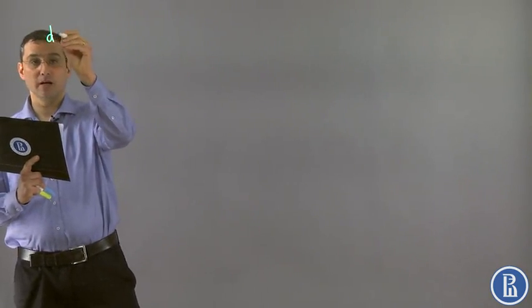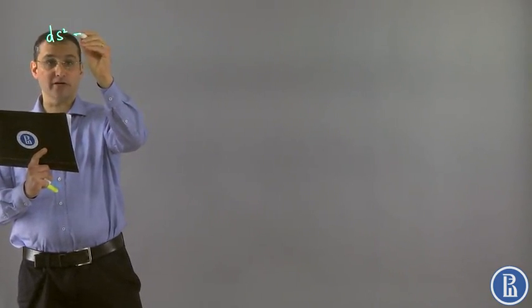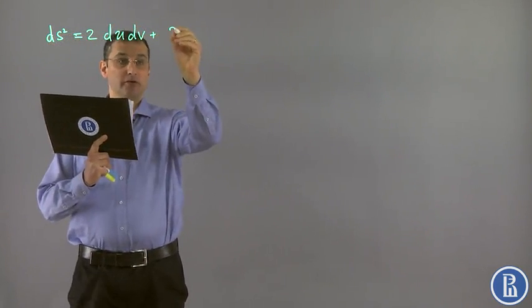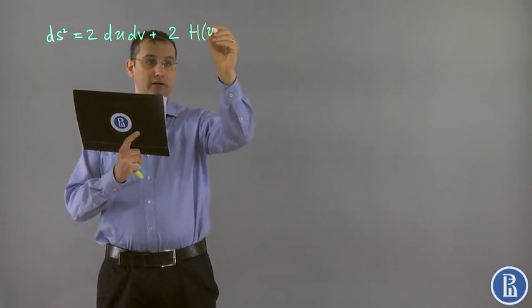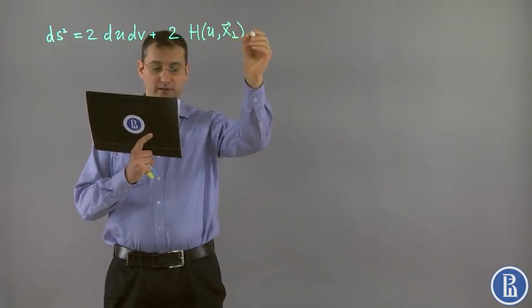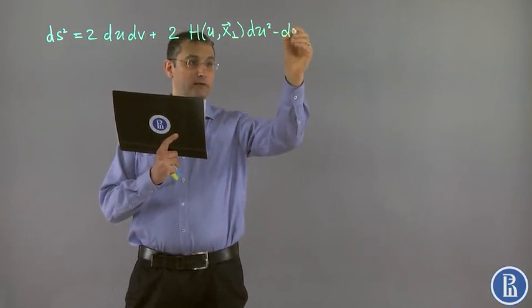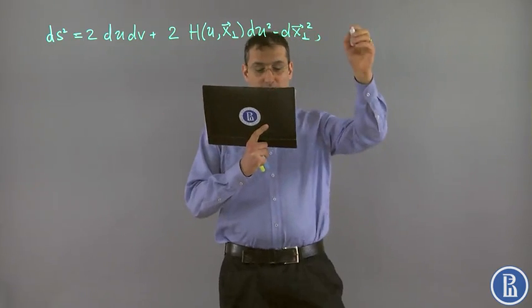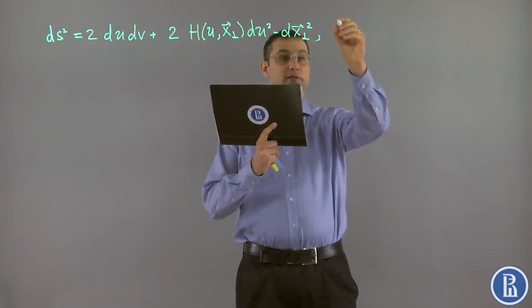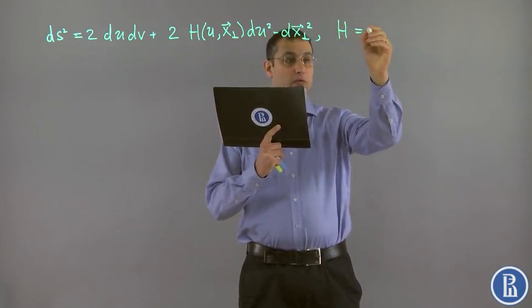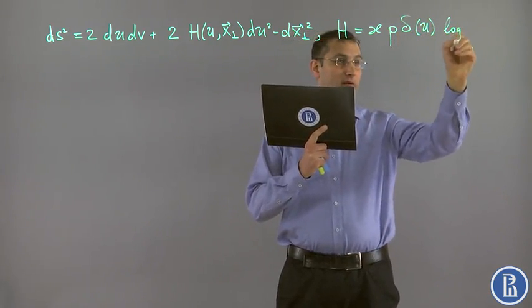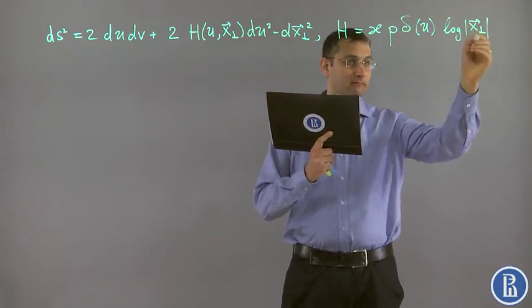So we have obtained the following solution, exact solution of the Einstein equation: du dv plus 2h(u, x⊥) du squared minus dx⊥ squared, where h is equal to kappa p delta of u log of modulus of x⊥.